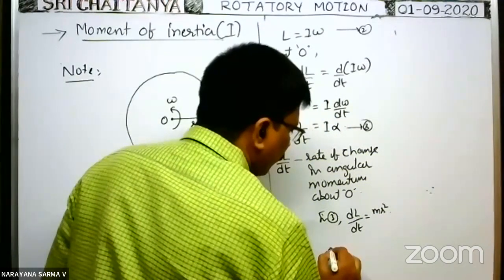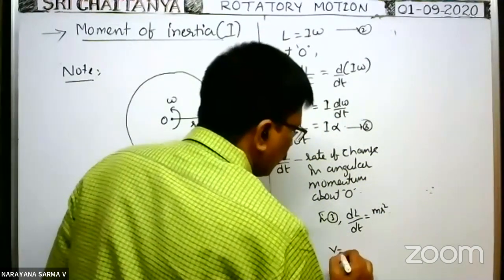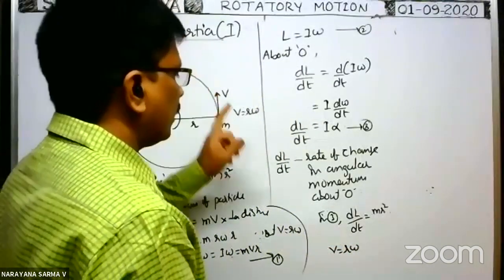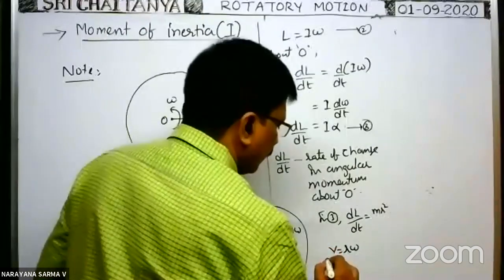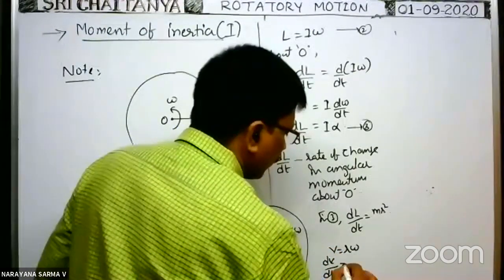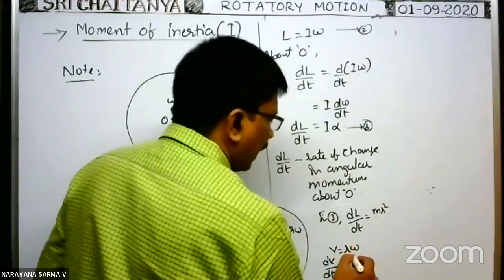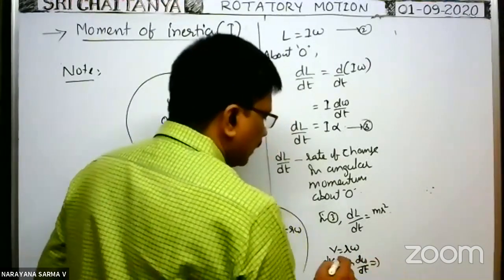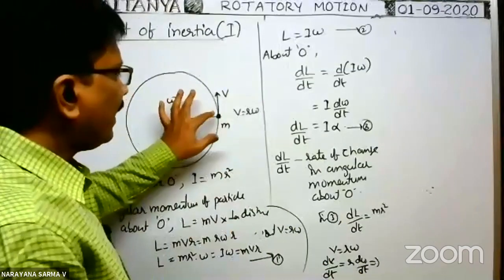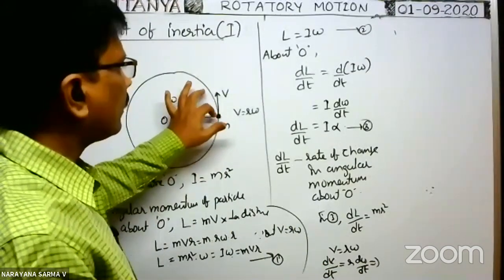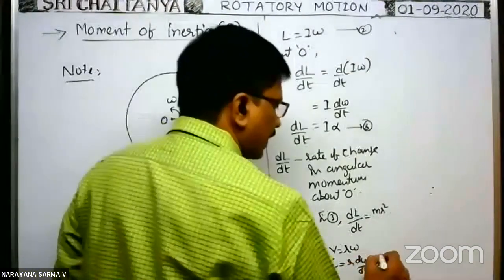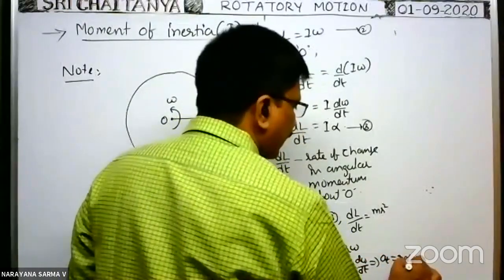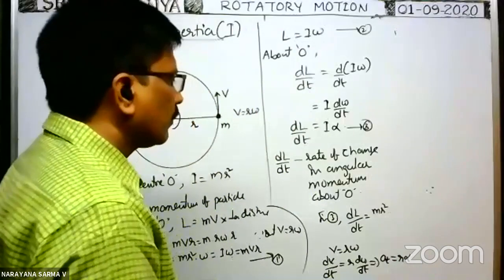How can we write angular acceleration alpha? v is equal to r omega, where v is the speed of the particle along the tangential direction. Now we differentiate this with respect to time. Then dv by dt is equal to d by dt of r omega. r is constant, you keep aside, d omega by dt. So dv by dt, the rate of change in the speed of the particle along the tangential direction, is called tangential acceleration, and it is equal to r into d omega by dt, which is angular acceleration alpha.